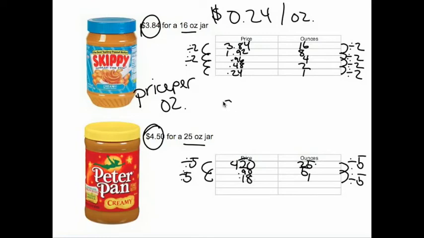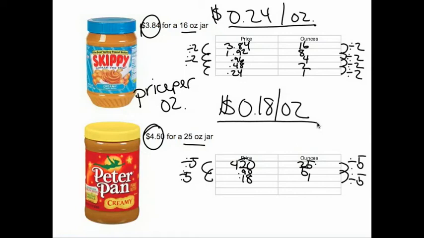Okay, so Peter Pan is going to cost me 18 cents per ounce. Okay, so my unit rate here is cost per ounce. So Skippy was 24 cents per ounce. Peter Pan was 18 cents per ounce. So overall, Peter Pan's a better buy.